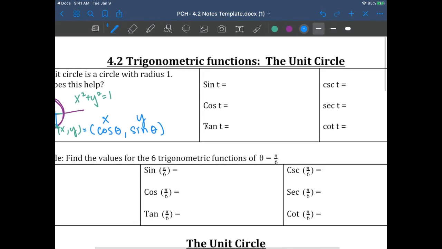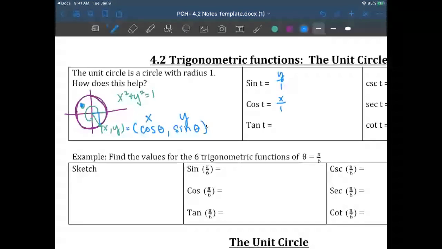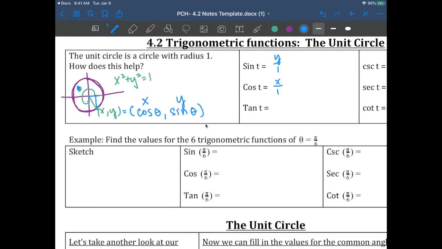All right, so sine, like I said, is the y value, so it'd be y over 1. Cosine is x over 1. The tangent is rise over run. So let's draw another example in the first quadrant, because that makes the most sense. Y, x, and 1. So tangent is rise over run, so y over x. And because of excluded values, x cannot equal 0.